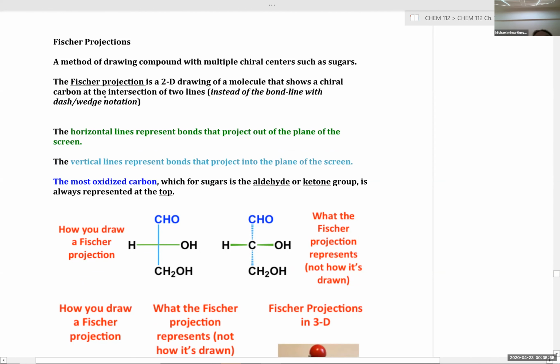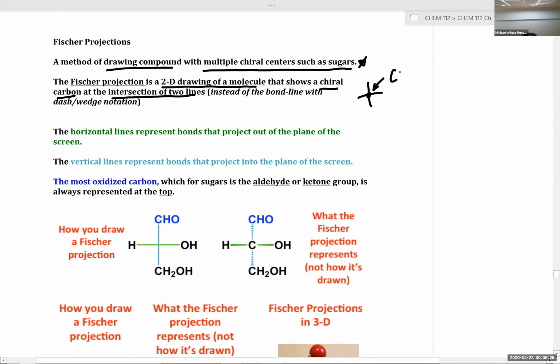So a Fischer projection is a method of drawing a compound with multiple chiral centers, such as sugars. When you think about Fischer projections, you think of Emil Fischer, who did a lot of the seminal work on sugar chemistry. A Fischer projection is a 2D drawing of a molecule that shows a chiral carbon at the intersection of two lines. So for example, that intersection point is a carbon.